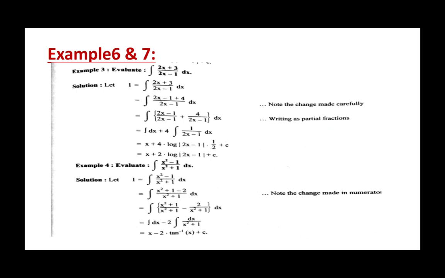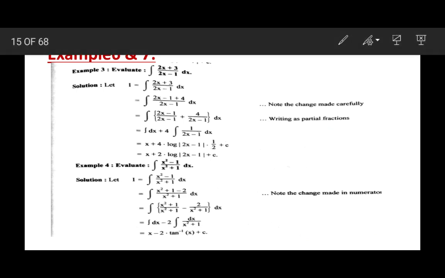Then see the next sum. Next sum is integral of (2x plus 3) upon (2x minus 1) dx. I am writing this plus 3 as minus 1 plus 4. So this can be written as (2x minus 1) upon (2x minus 1) plus 4 upon (2x minus 1). Now this will be cancelled out. So 1 and integral of 1 dx plus 4, which is a constant, so 4 I will take outside, so integral of 1 upon (2x minus 1) dx. Now integral of 1 is x, then plus 4 as it is.